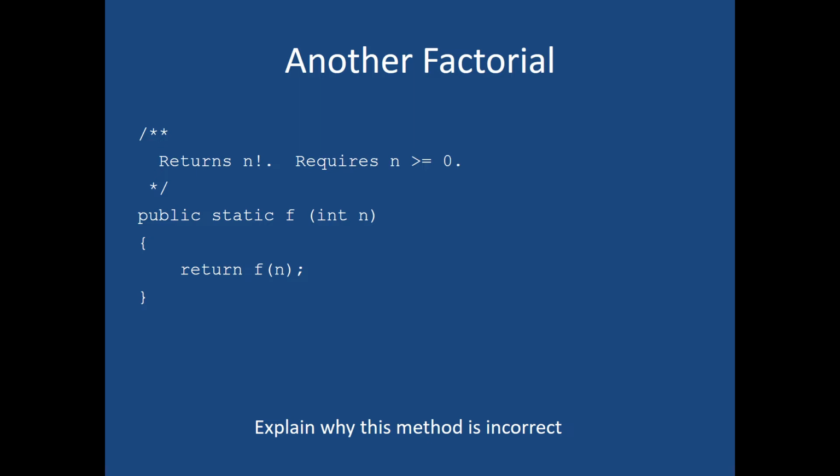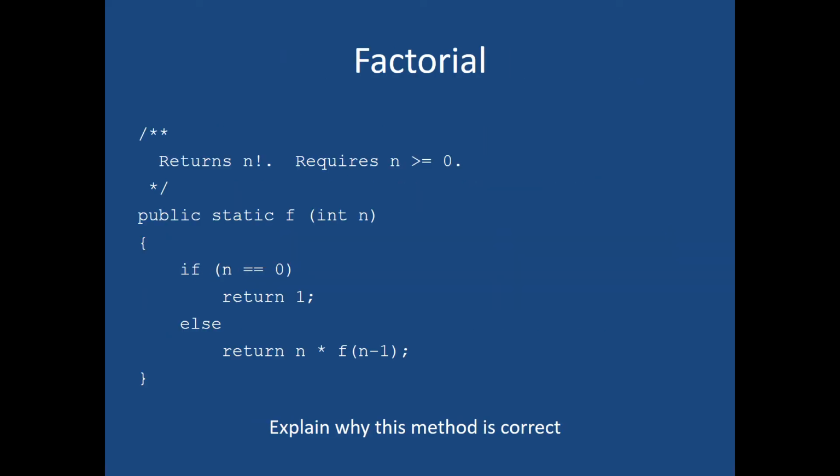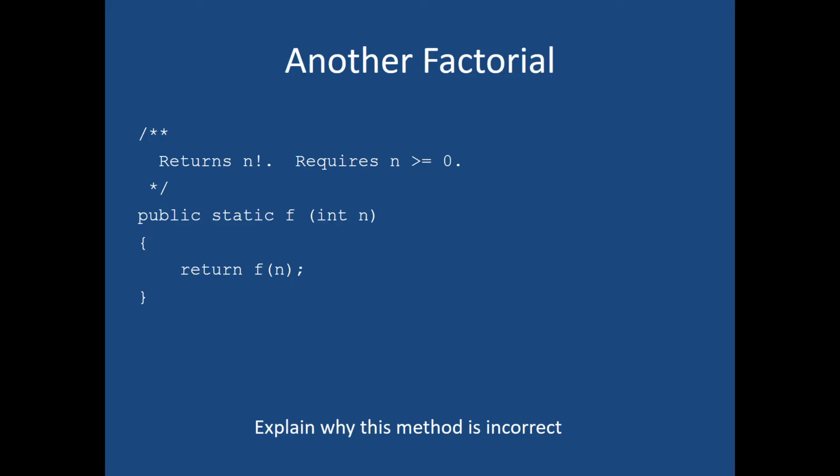All right. So here's the real deal. What I've been talking about is what's called partial correctness. A method is partially correct if it's correct assuming that it ever terminates, that it ever returns. That's what partial correctness is. So, is that method partially correct? If it returns, will it return n factorial? Yeah. Is this one partially correct? Okay, I've got some yeses and some nos. So let's be clear. The argument you have to make is, if this method returns, it will return n factorial.